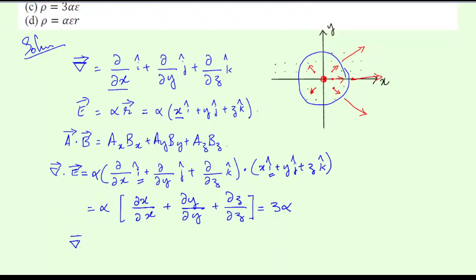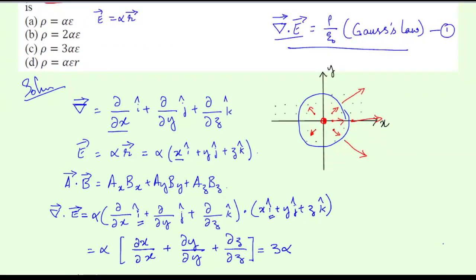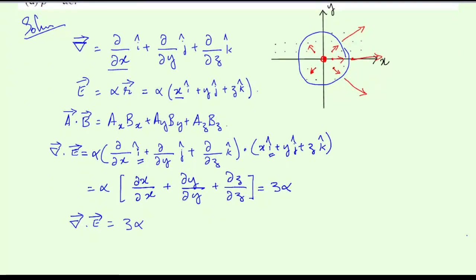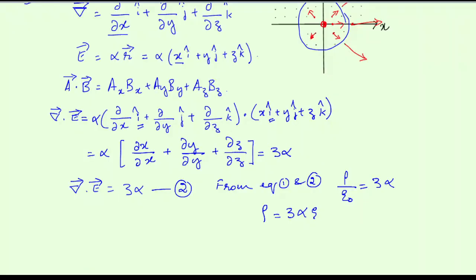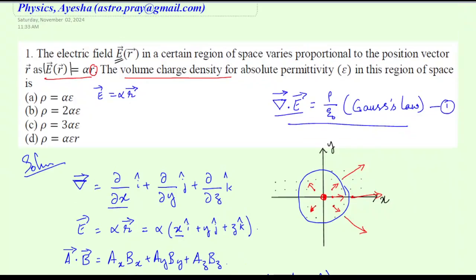Now we got two equations. Del dot E is 3 alpha now. Before, we had del dot E is rho divided by epsilon naught. So from equation 1 and 2, rho divided by epsilon naught equals 3 alpha. So we got rho is equal to 3 alpha epsilon naught. So which one do you think is the right option here? 3 alpha epsilon naught is the right option.